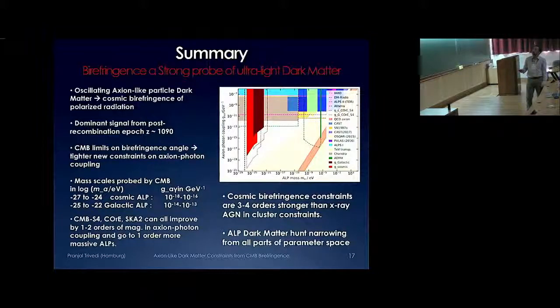In summary, the oscillating axion-like dark matter leads to birefringence of the polarized radiation, and we're able to put strong constraints. CMB-S4, CORE, and SKA2 can all improve our constraints, shown as the dashed lines over here, by 1 to 2 orders of magnitude, and this helps narrow down the parts of the parameter space of the axion dark matter.